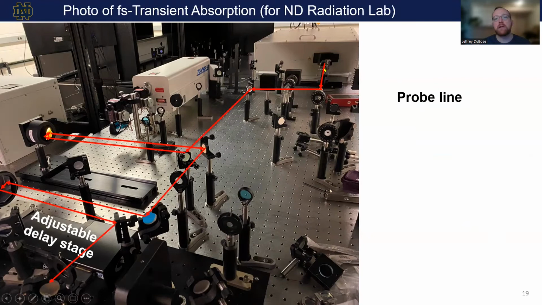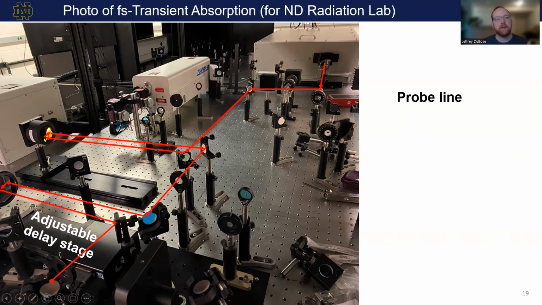It's going to hit this mirror. This is technically a retroreflector that's stationary. This isn't actually the adjustable delay stage. So for our intents and purposes, we're just going to say that this is a set of mirrors. So we're going to go here, here.